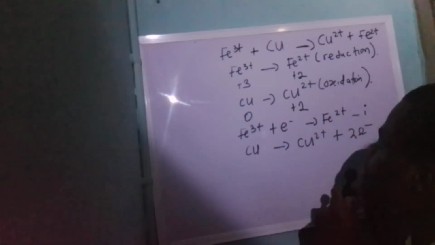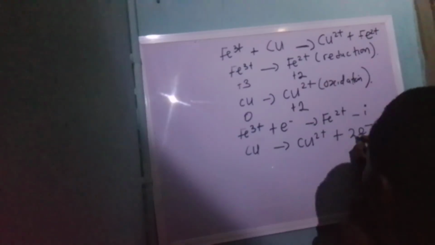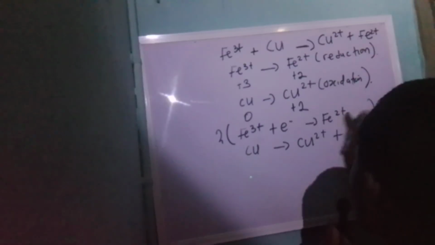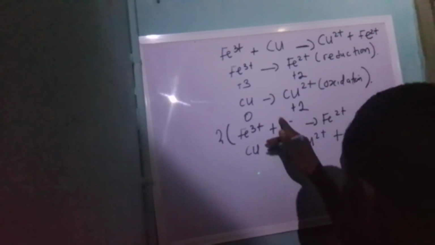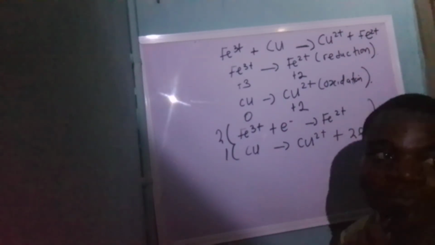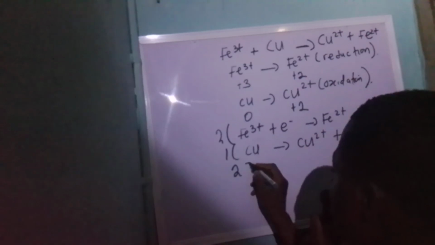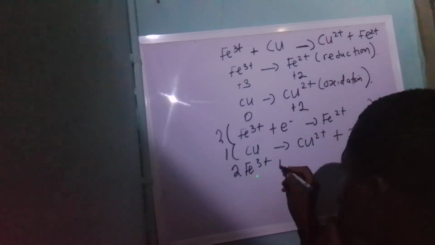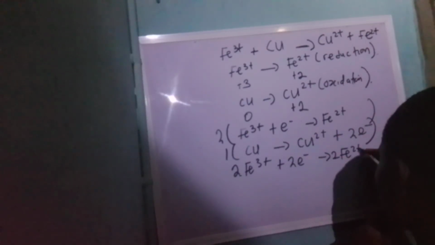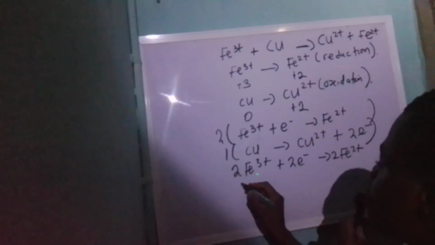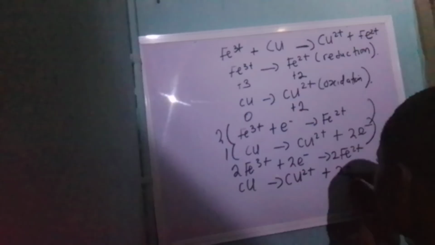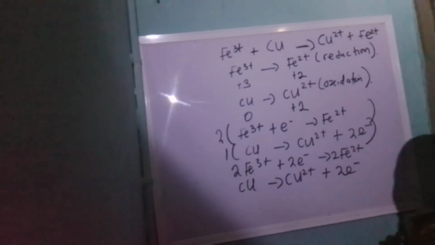Now the next thing is to multiply equation 1 by the number of electrons in equation 2. That means multiply everything by 2, and multiply the second one by 1, so that the number of electrons can cancel. So we have 2Fe3+ plus 2e- to give me 2Fe2+. This one too will give me 1 times Cu to give me Cu2+ plus 2e-. I hope we are getting that.